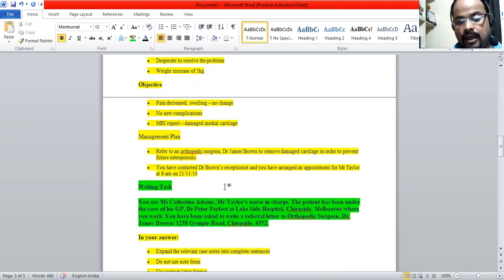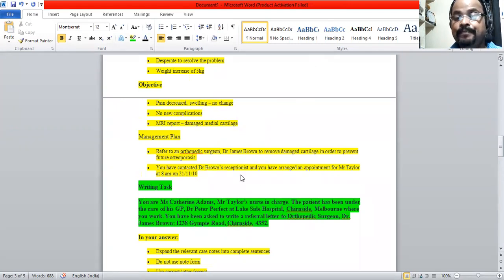Now, you have been asked to write a letter to the orthopedic surgeon, Dr. James Brown. He is in Churnside only, nearby, and you have to contact Dr. Brown's receptionist. You have contacted right now, and you have arranged an appointment for Mr. Taylor. The appointment is made on 21st of November 2010, and today's date is 7.